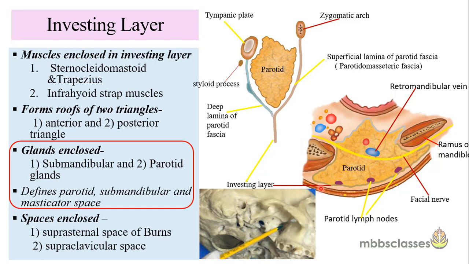If you see this diagram, this is the ramus of the mandible and this is the mastoid process. Here the parotid gland is enclosed by the investing layer of the deep cervical fascia, and you can see some lymph nodes present deep to the fascia. What happens if there is any inflammation of these parotid nodes? Because the superficial layer is very thick and unyielding, any inflammation of the parotid gland or the lymph nodes is very painful.